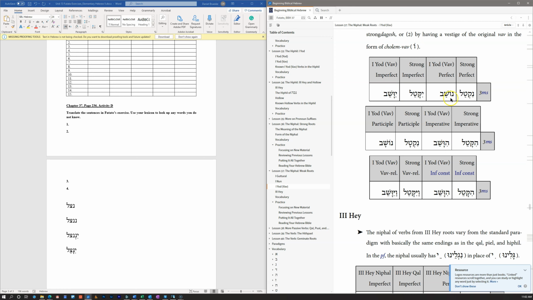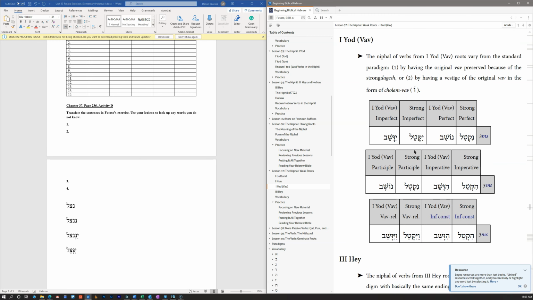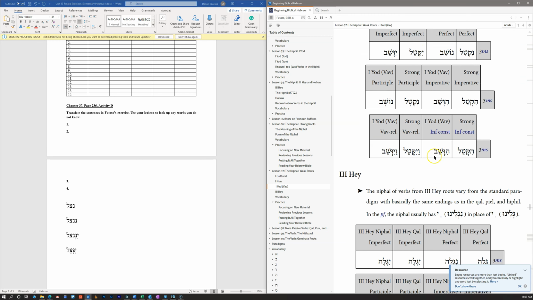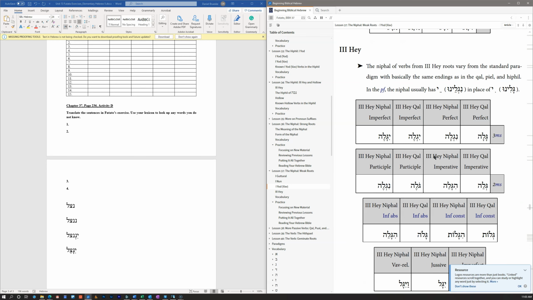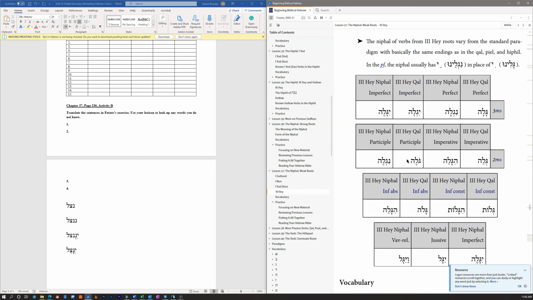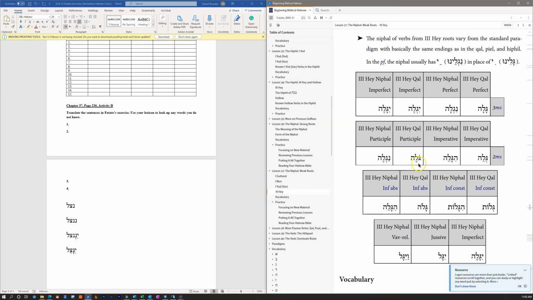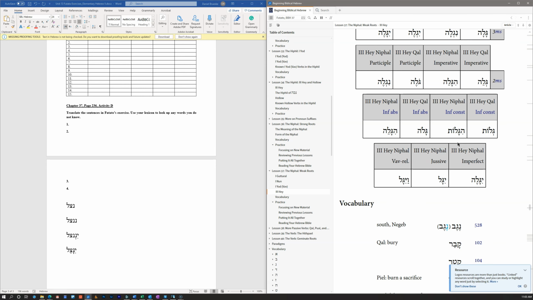So the one you've got to watch out for is the perfect. And everything else looks like it should. Okay, so this perfect, that's the one that gets a little bit tricky. All right, and then the third hay, I wouldn't imagine this causes too many problems. It just looks like a Qal third hay, except you've got the Niphal prefix, right? Yeah, I think so. All right, so let's look at the exercises.